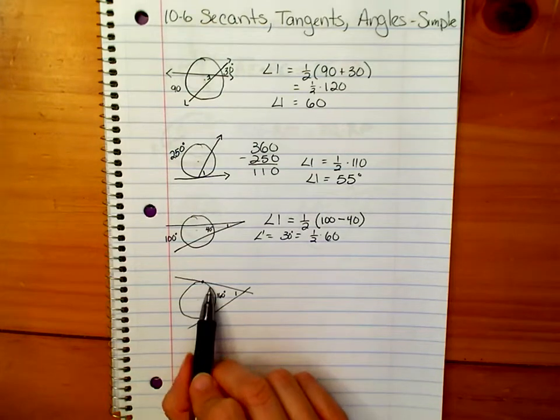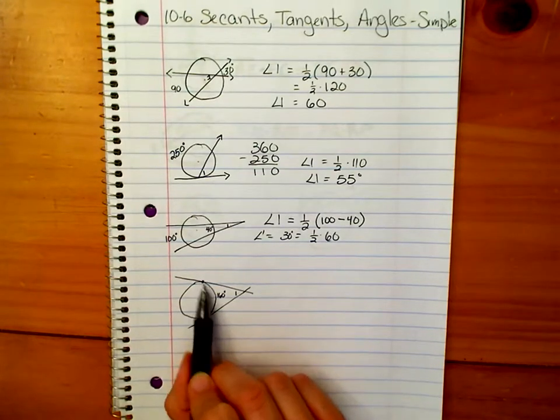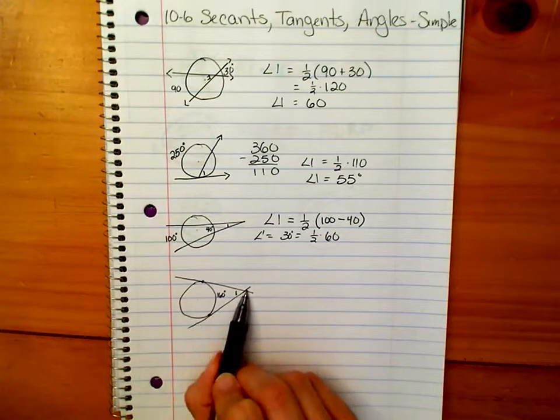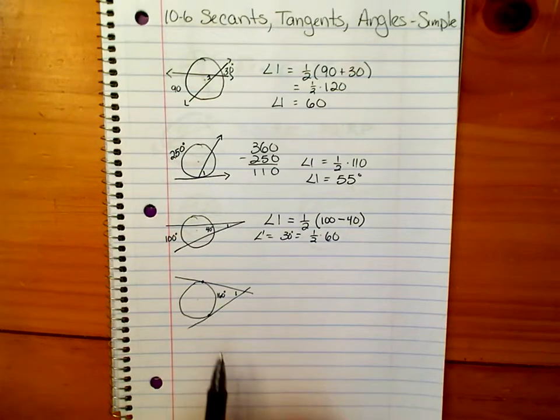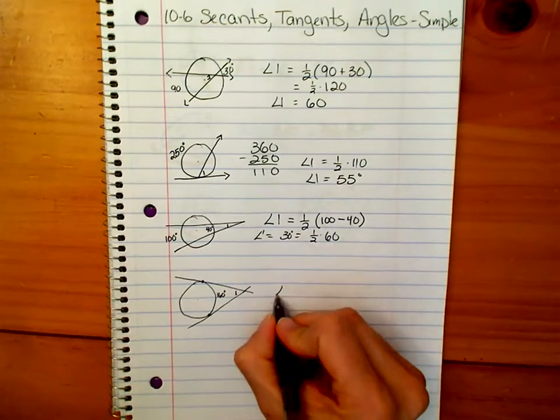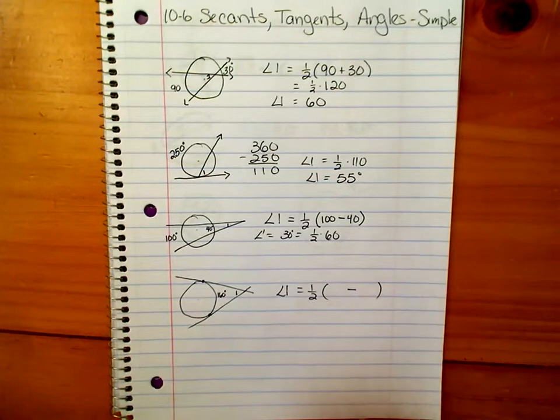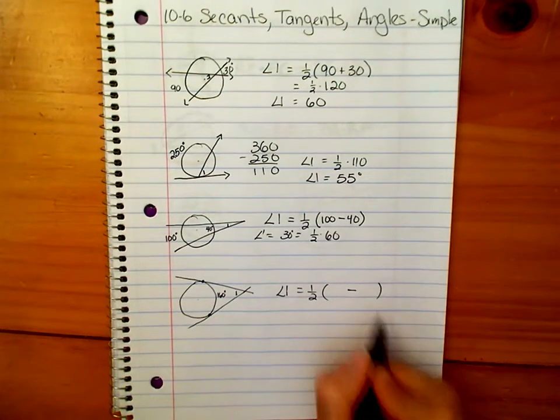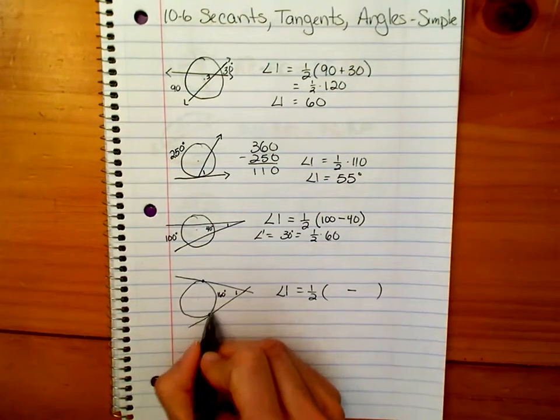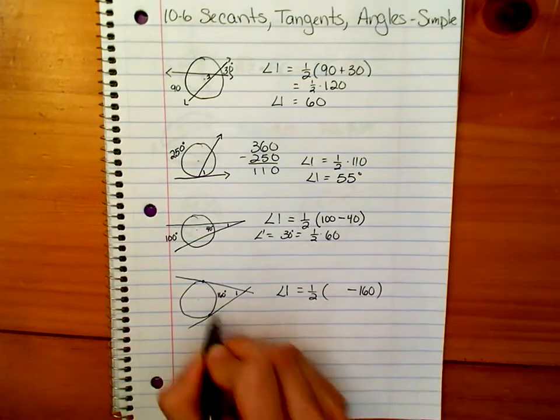This problem, we're trying to find the angle formed by 2 tangents. Notice the points of tangent C. They just touch the circle, they don't go through. And this rule says that angle 1 is equal to 1/2 the difference of the 2 arcs intercepted. Again, I only have this arc, but I don't have this arc.